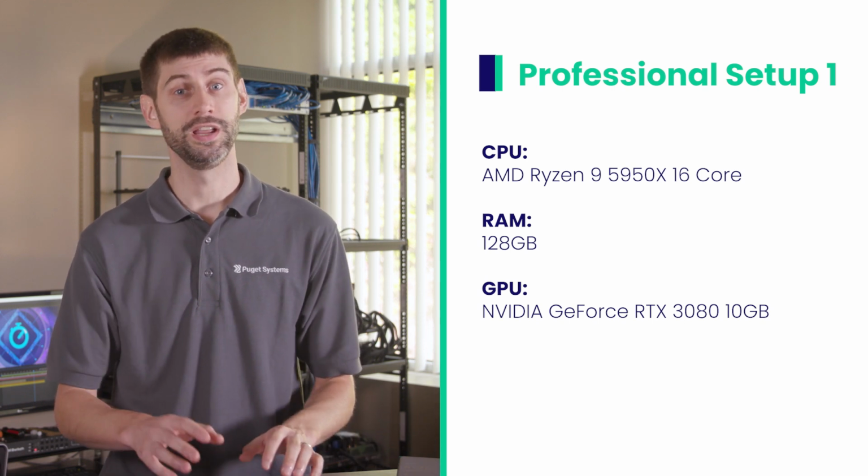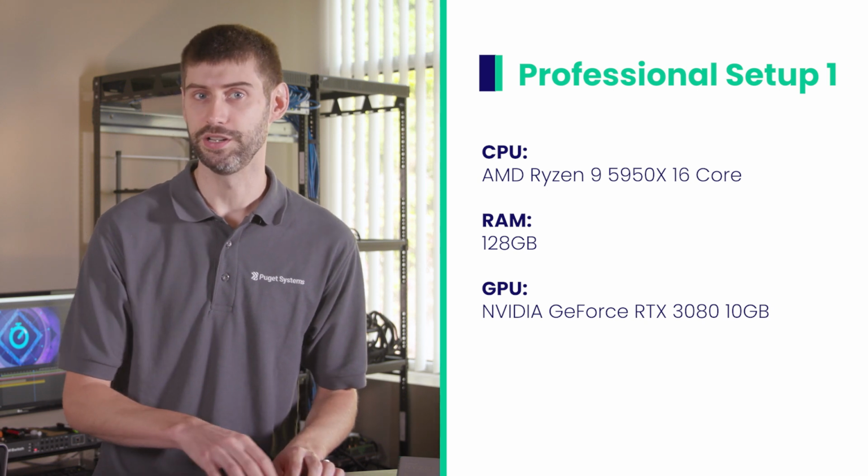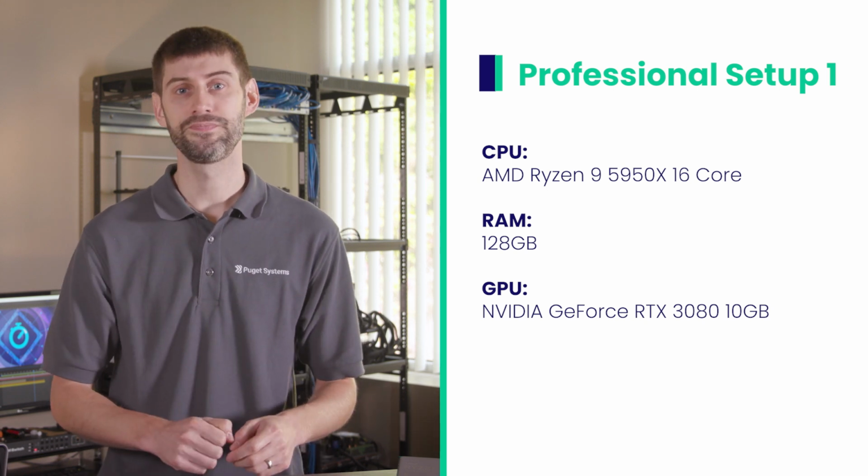The first uses an AMD Ryzen 9 5950X CPU paired with a GeForce RTX 3080 GPU and 128 gigs of RAM. This is probably one of the most common configurations we expect to use for After Effects, since it has enough RAM for most users, performs similar to a system that costs significantly more, and is also terrific for partner applications like Premiere Pro or Photoshop.